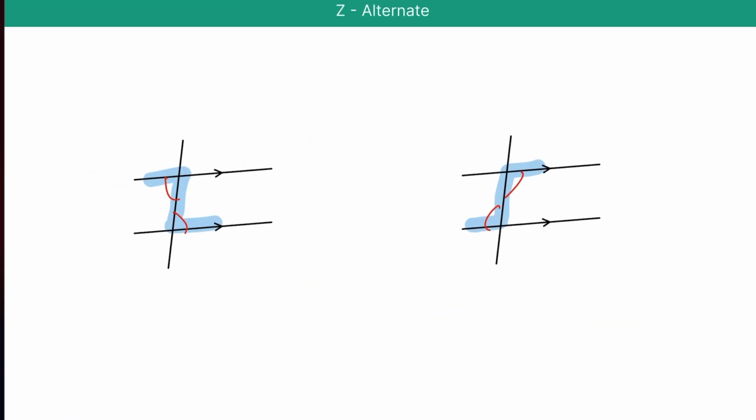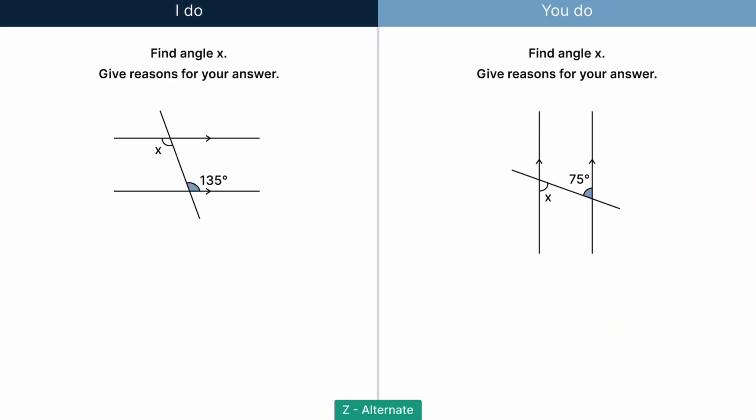So if I now head back over to my slides, we're now looking at examples here. So with this one, we can see that this is a Z shape. So this angle and this angle are the same. So we're going to say X is 135 degrees, and the reason is alternate angles. And with this one, again, it might look a little bit tricky, but it's still a Z shape because it's in a different orientation. So X is equal to 75 degrees, and the reason is alternate angles.